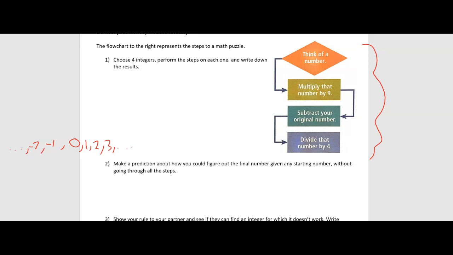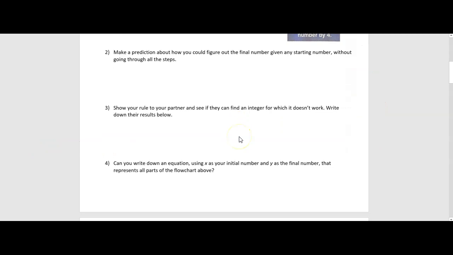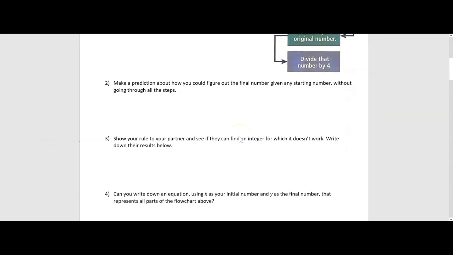Then for number 2, you're going to make a prediction about how you could figure out the final number given any starting number without going through all of the steps. So would you have to go through all 3 of those steps, or is there a way for you to shorten the process? Then, for part 3, you don't have a partner, so you're just going to see if you could find an integer for which your process doesn't work. And if you do, write down what that integer was and why.